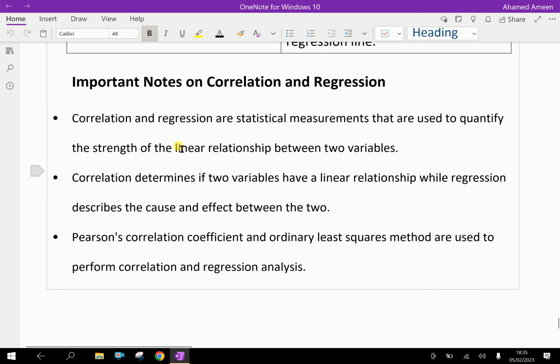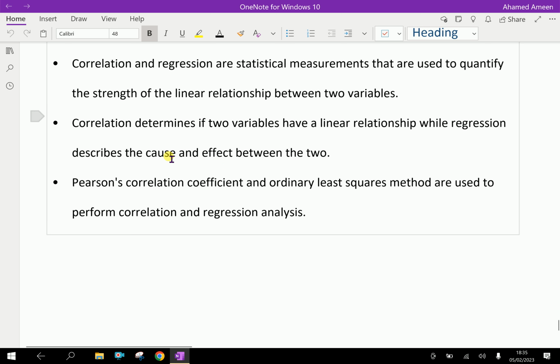Some important notes on correlation and regression, summarizing all the points explained above. Correlation and regression are statistical measurements that are used to quantify the strength of the linear relationship between two variables. Correlation determines whether two variables have a linear relationship, while regression describes the cause and effect between the two. Using regression relationships we can understand why they are related or not linearly related.